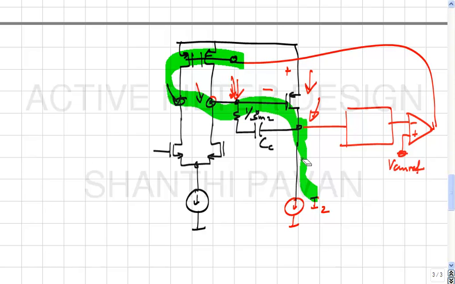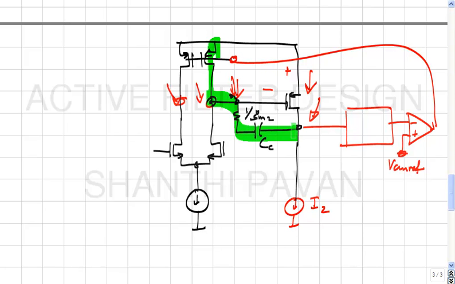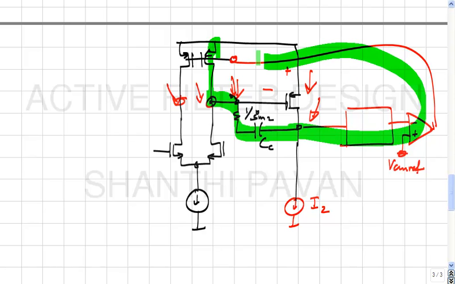So, as far as stability of this common mode loop is concerned, as far as common mode signals are concerned, this again behaves like a Miller compensated structure, and then there is the usual error amp. In fact, now you do not even need this amplifier to have large gain at all, right.